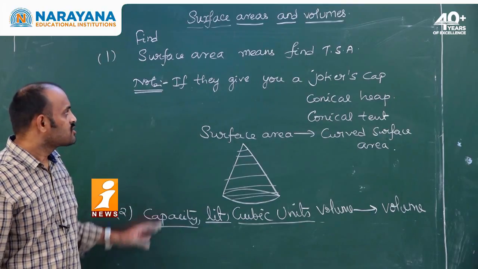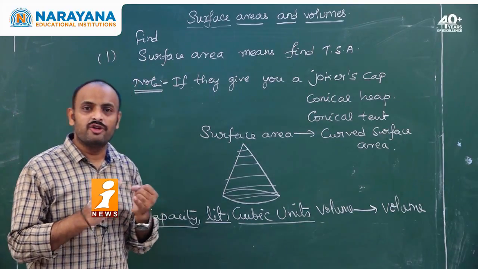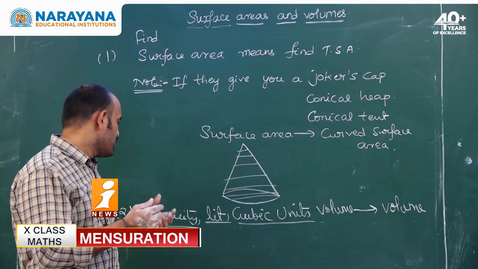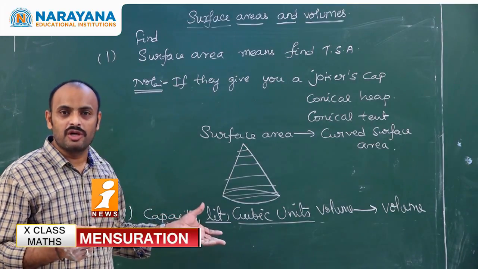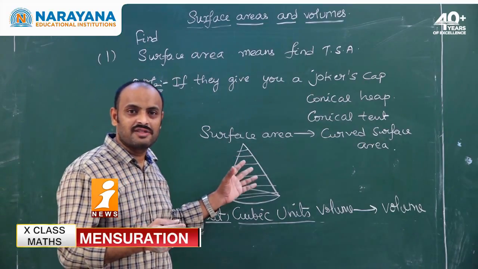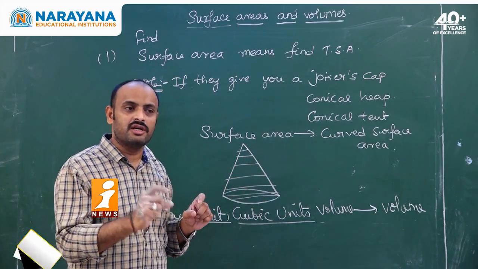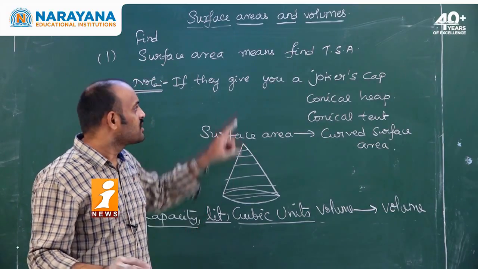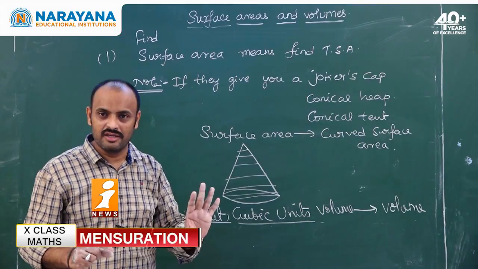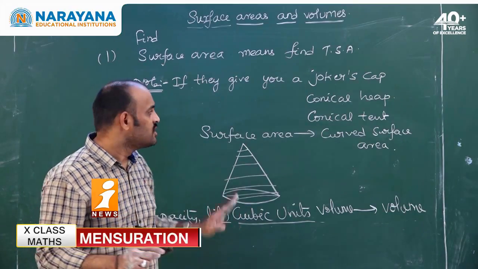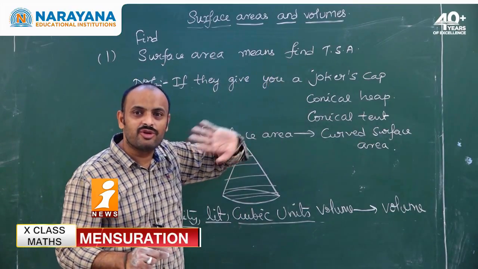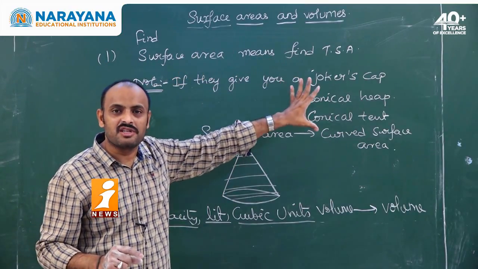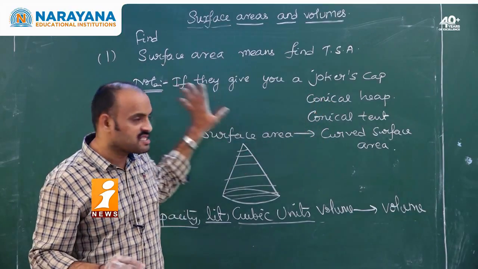Is that clear? So we have seen when to use total surface area, when to use curved surface area, and when to use volume. If at all they ask you to find curved surface area, directly they will mention to find the curved surface area. If they simply say surface area, that is nothing but total surface area, not curved surface area. Only in these 3 cases, even if they say surface area, we need to find curved surface area. Hope it is clear.